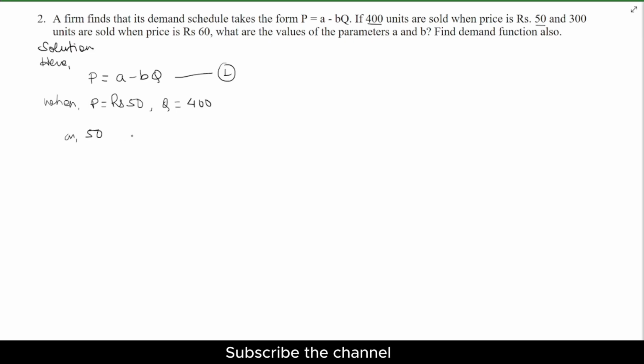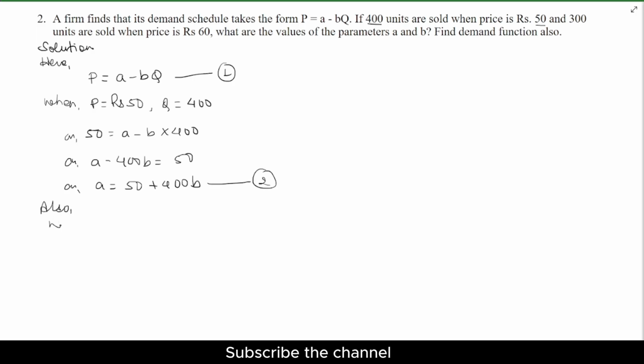50 equals A minus B into 400, or A minus 400B equals 50, or A will be equal to 50 plus 400B. Let it be relation 2.